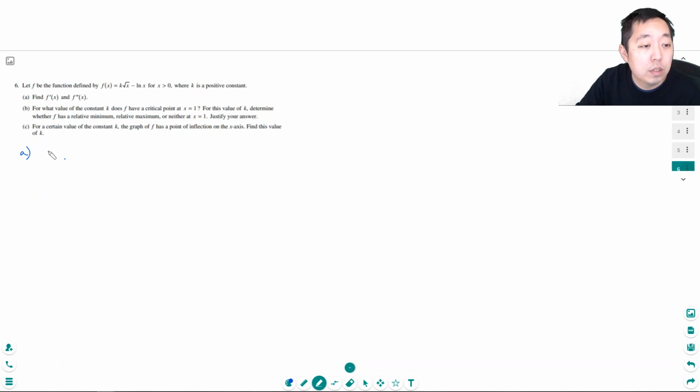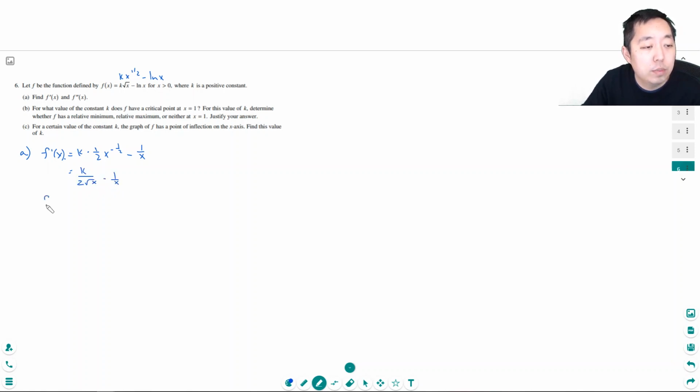Okay, so f prime of x. For k root x, I write it as k x to the 1 half minus ln x, so I can do the power rule. It's k times 1 half x to the negative 1 half, minus the derivative of ln x, which is 1 over x. To simplify, this is k over 2 root x minus 1 over x.